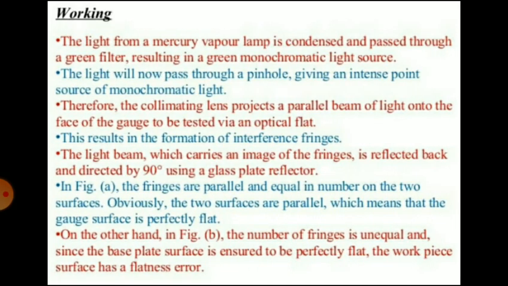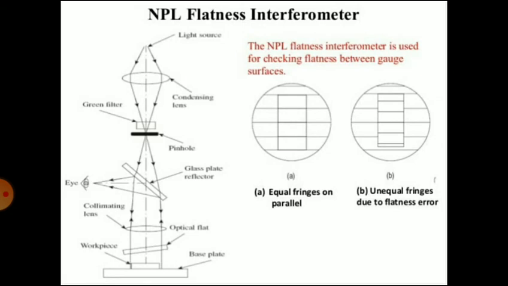In figure A, the fringes are parallel and equal in number on the two surfaces. Obviously, the two surfaces are parallel, which means that the gauge surface is perfectly flat. On the other hand, in diagram B, the number of fringes is unequal, and since the base plate surface is ensured to be perfectly flat, the workpiece surface has flatness error. So you can see the two fringe patterns that are obtained.